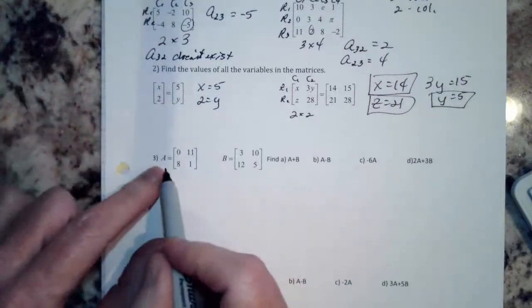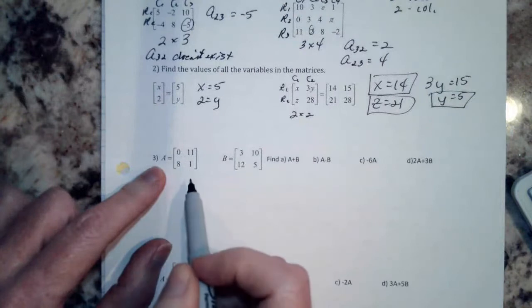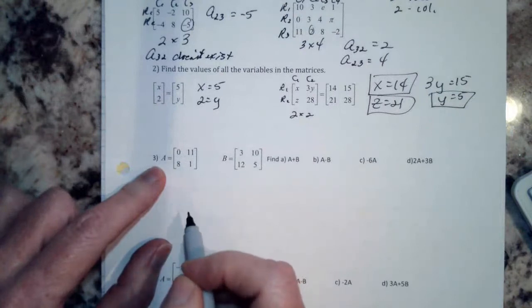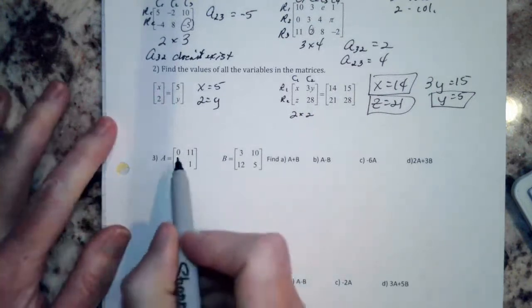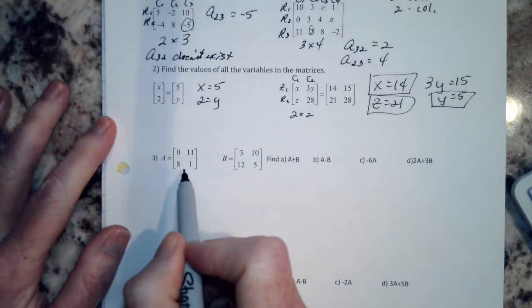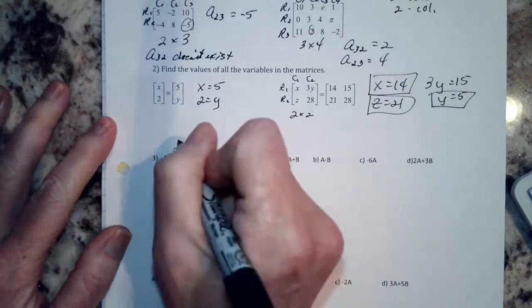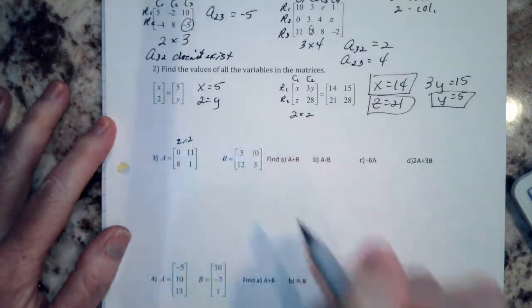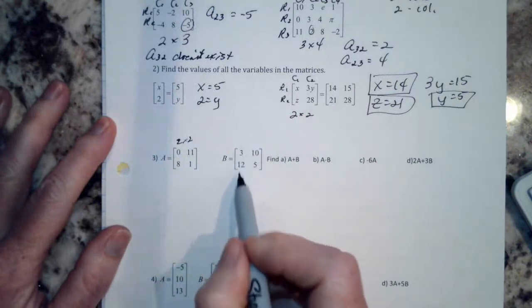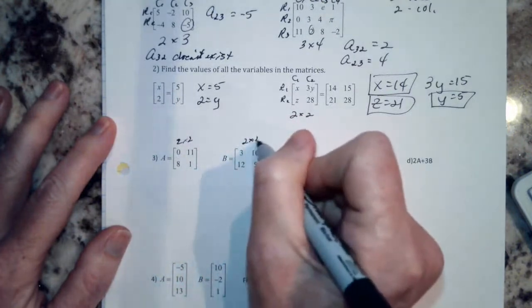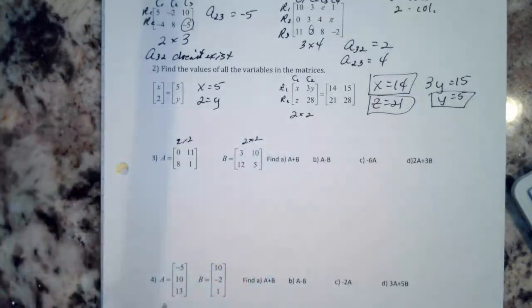Okay, so A is the matrix 0, 11, 8, 1. Let's talk about how big it is. Take a second and think about the order of this matrix. It's got 2 rows and 2 columns, so it's a 2 by 2. Just going to put that up there. B is 2 rows and 2 columns, so it's a 2 by 2 matrix also.